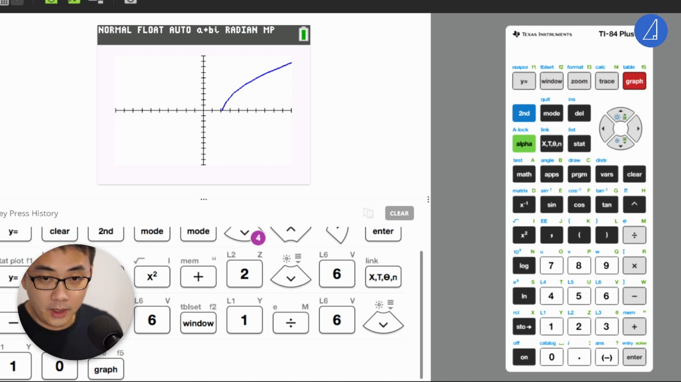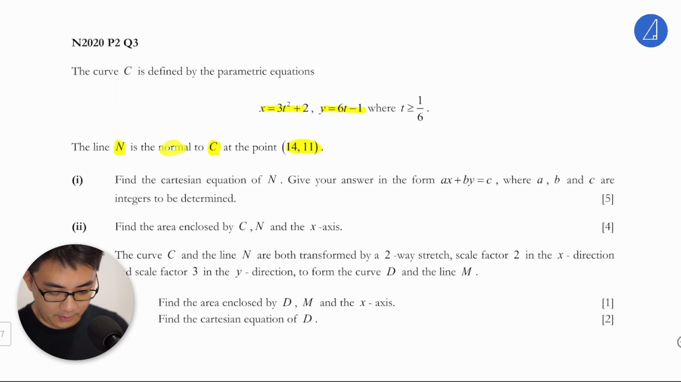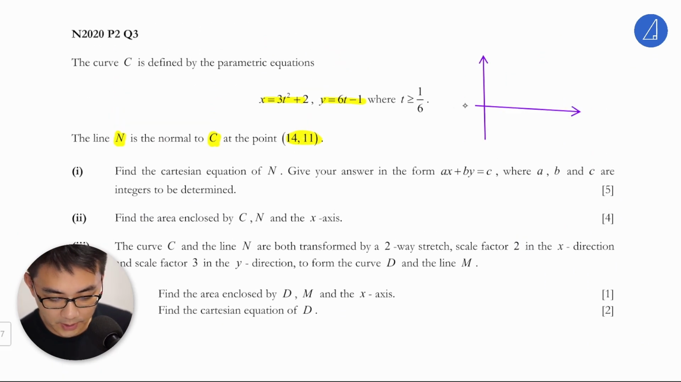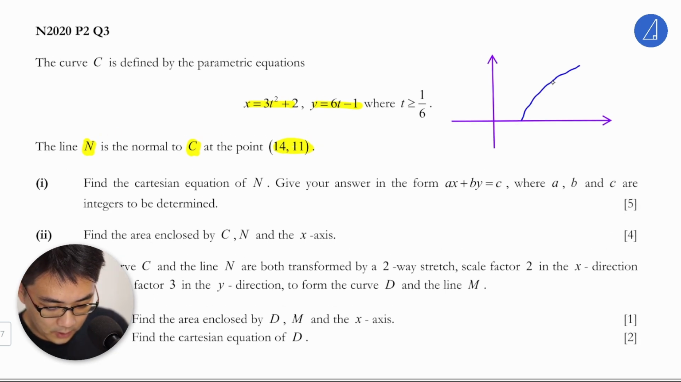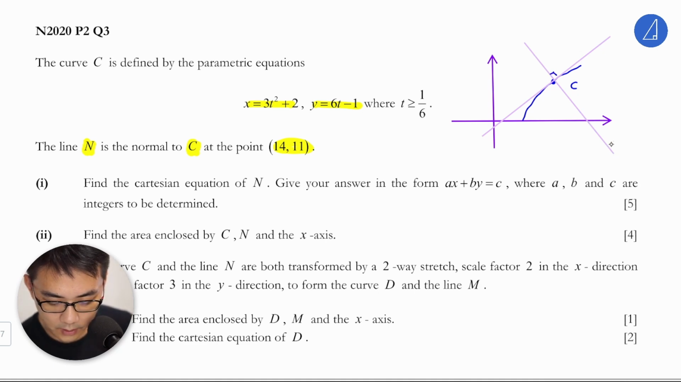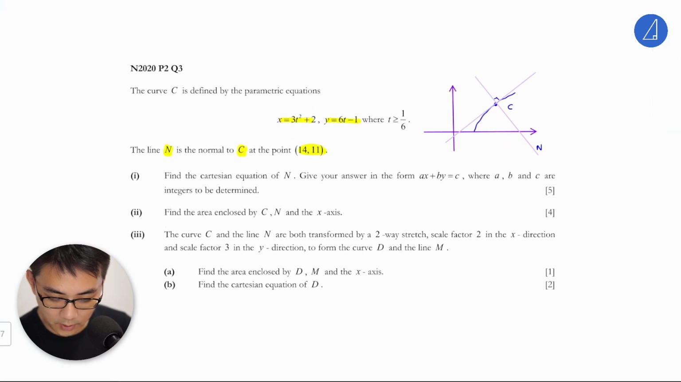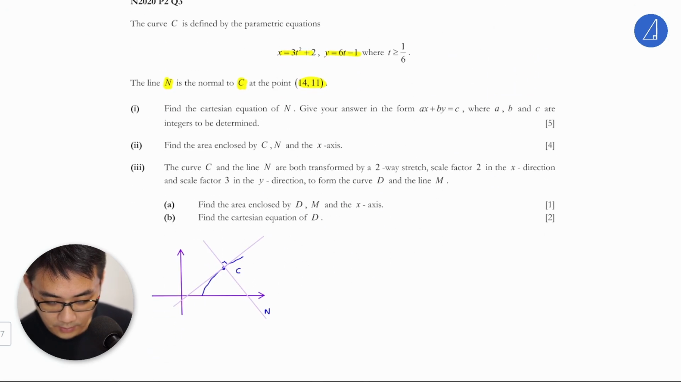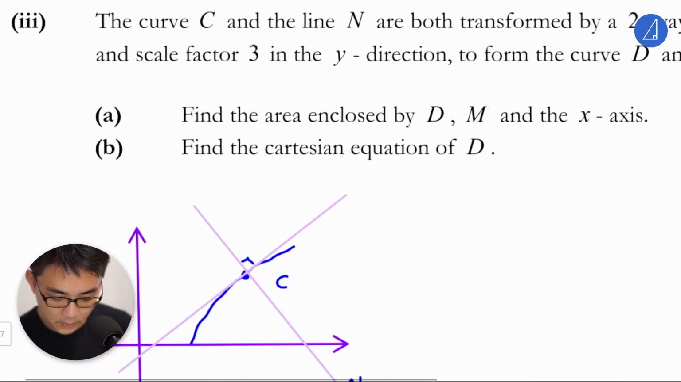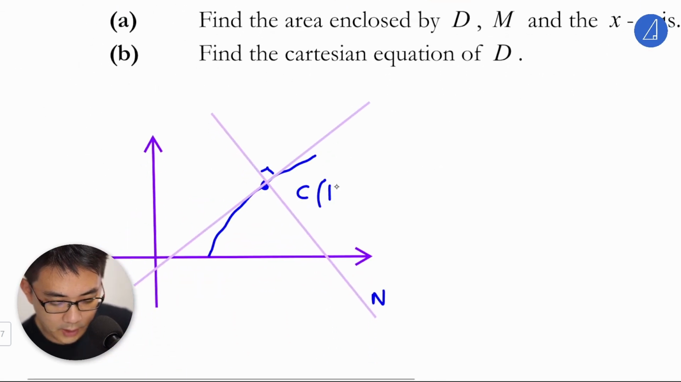It's something like that. And we have the point (14, 11), right? I'm not sure where it is, but I'm just going to roughly draw this out so that you understand. So from the graph we know it's like that. Okay, so this is C here. The normal at this point will be something like that. This is the normal, 90 degrees to the curve, right? So this is the line n. So in this case, the point is (14, 11).